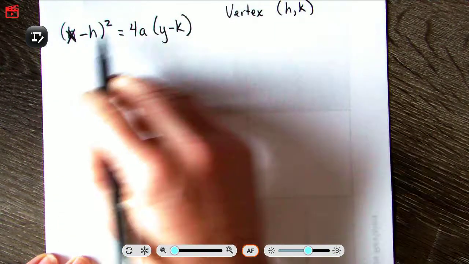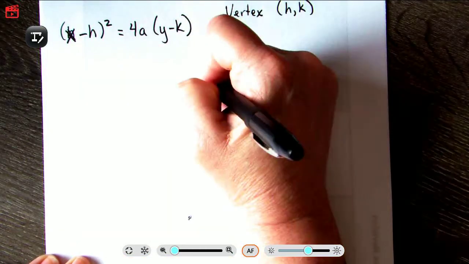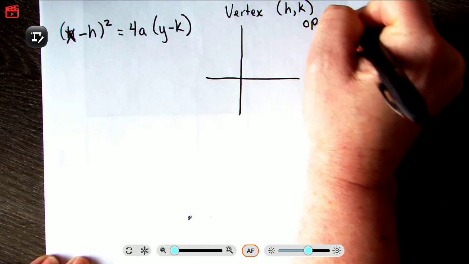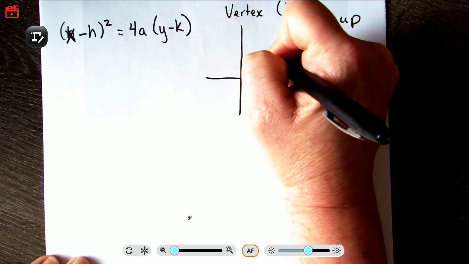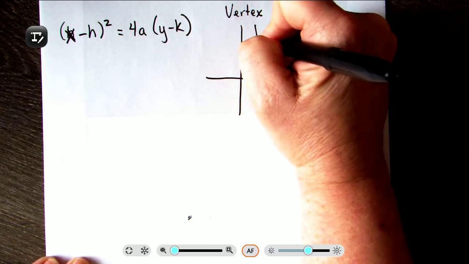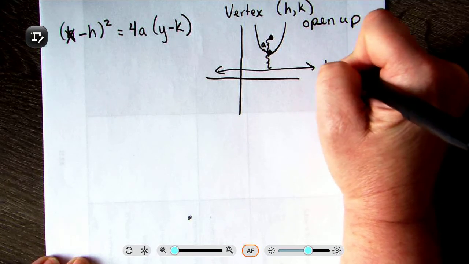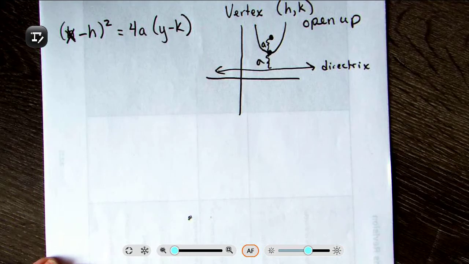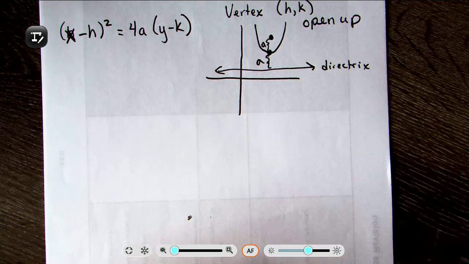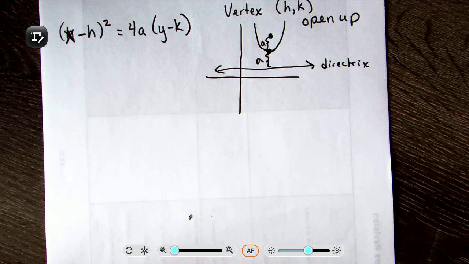So our vertex, again, is still at (h, k), because the h is with the x, the k is with the y. Notice the square is on the x piece. This one will open up. So here's my (h, k), it's going to open up. That focus is always on the inside of the parabola. That is always a units. There's my directrix. And this is how you can also get a computer to generate the picture for you. You give it an a and a point and a line, and you can get that parabola to be the set of all points that are equal distance from each.